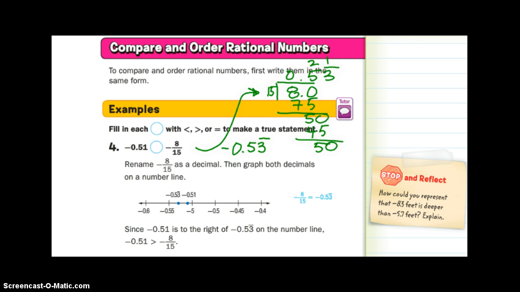So now we have 2 decimals. Can we make a comparison? Is 51 closer to 0 or is 53 closer to 0? You guessed it, 51 is closer to 0, so negative 0.51 is greater than negative 0.53.